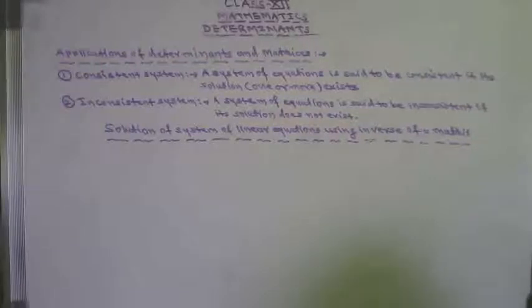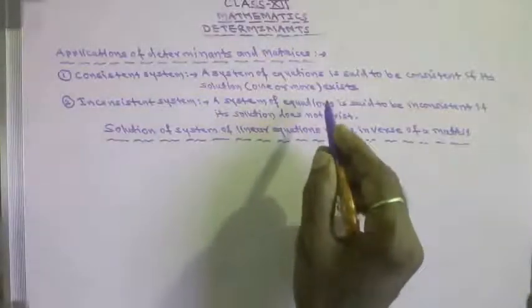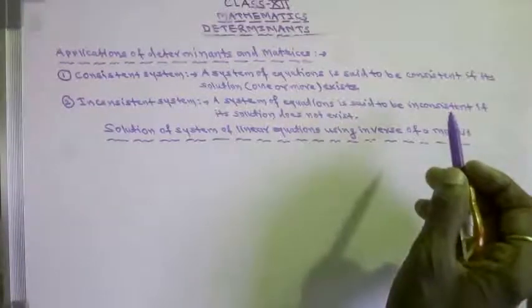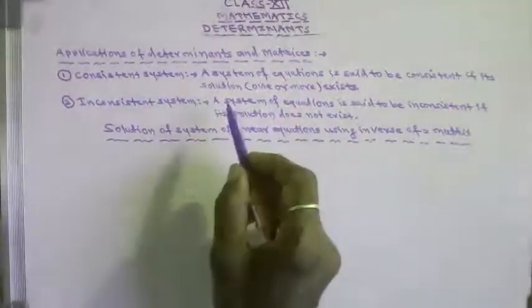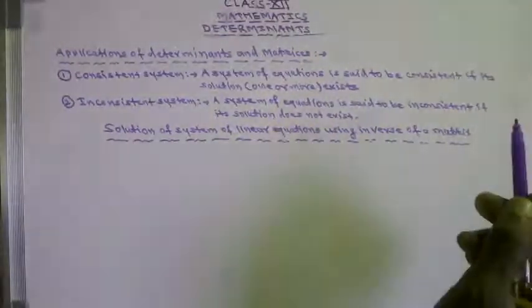So what is that consistency? Consistent system means a system of equations is said to be consistent if its solution, one or more, exist.